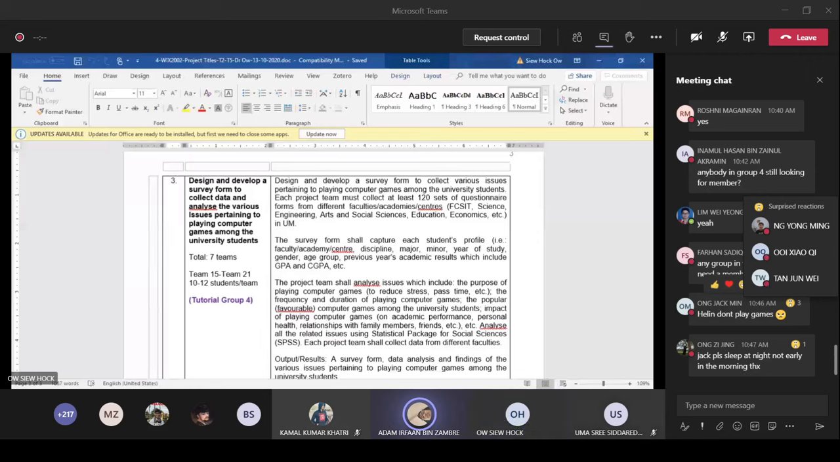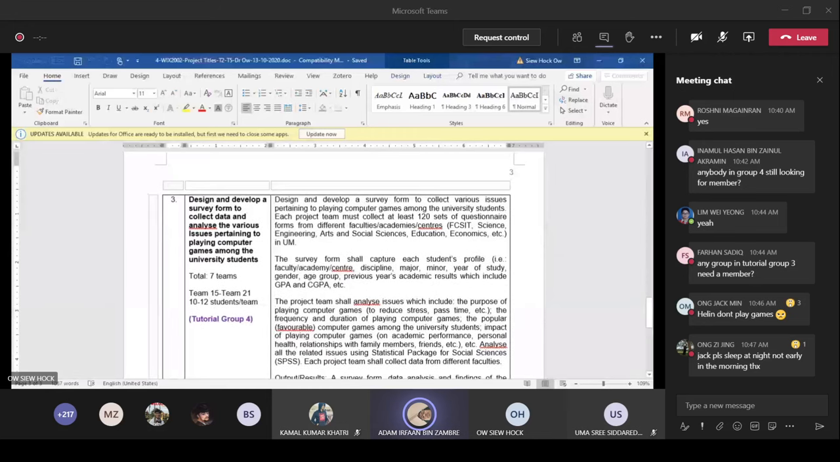Doctor, I have a question. Yes. Regarding the 120 sets of questionnaires, so 120 sets for every faculty or overall? This part is overall. So minimum from one faculty, minimum is 30.